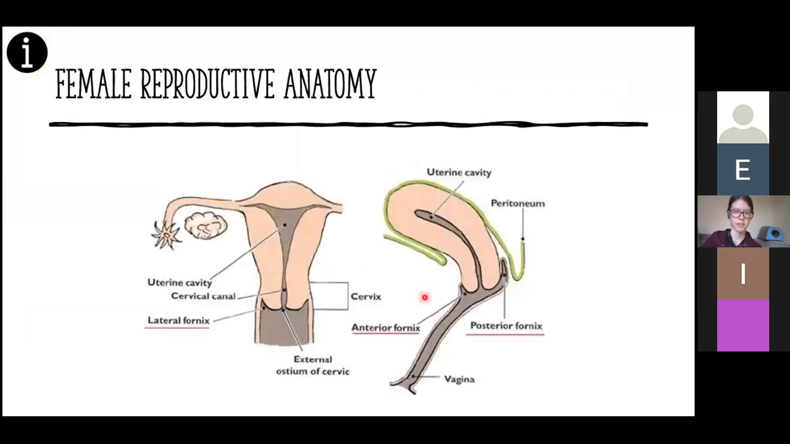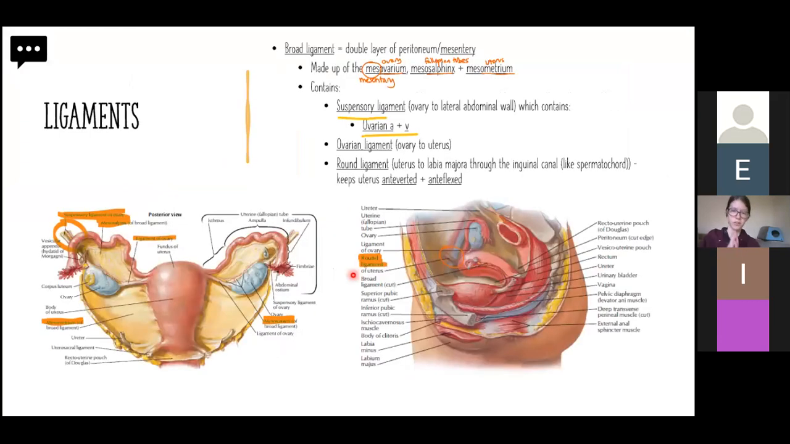So, you should know the general reproductive anatomy by now, but I always forgot that the fornices exist, so just know that they're there and they're pretty self-explanatory, really. Ligaments, all right, so they will probably try and sort of trick you here in that you've got three main ligaments to know: suspensory ligament, ovarian ligament, and round ligament.